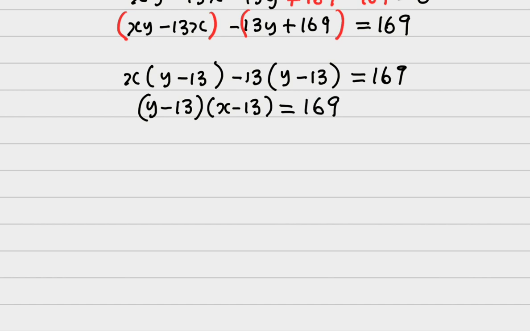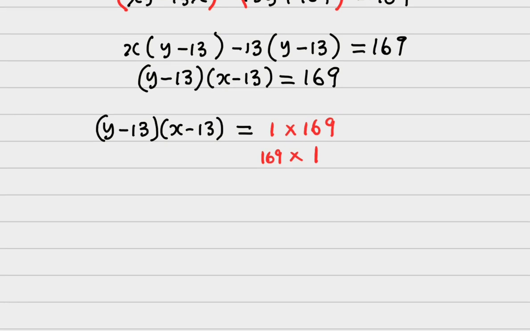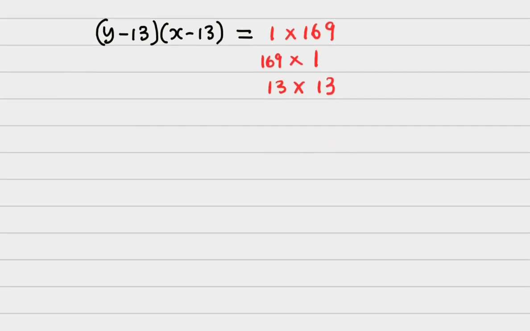It's as simple as this. Now I have been able to factorize it to this. I have two factors that will multiply to give us 169. What are the possibilities of the factors? We have y minus 13 into x minus 13. The possible factors to give me 169 are either 1 times 169, or 169 times 1. The order is very important because we have x and y. Or I'll have 13 times 13. These are the three cases. So let me start with the first case.